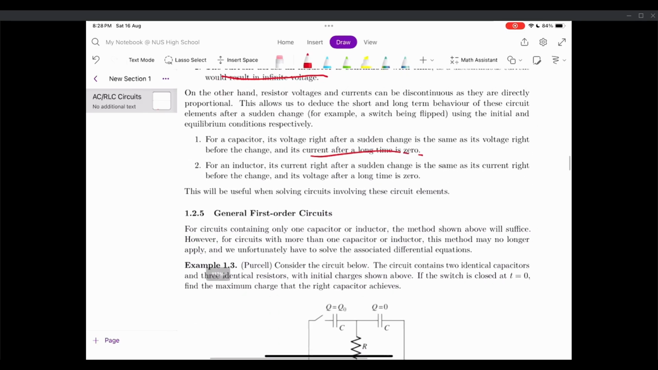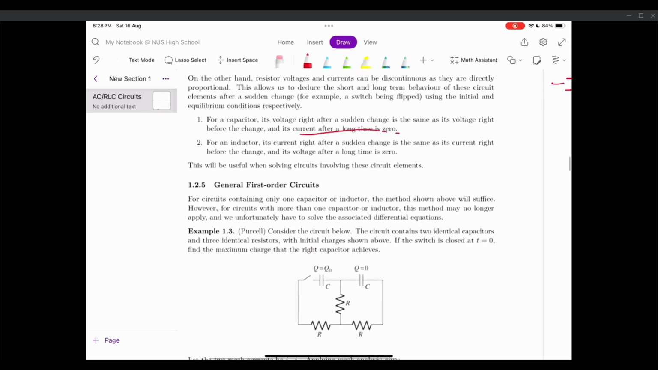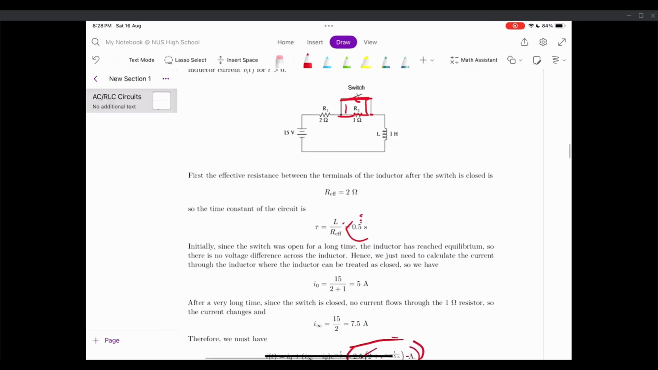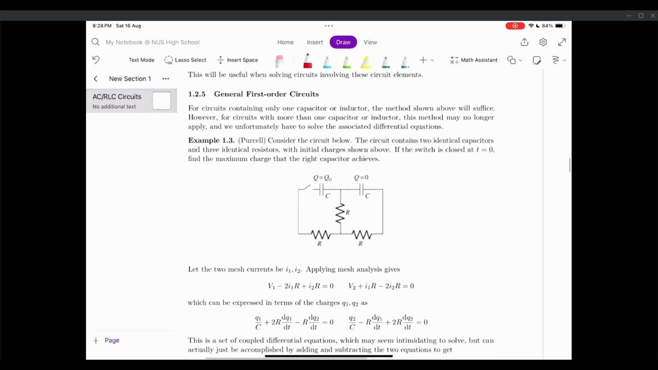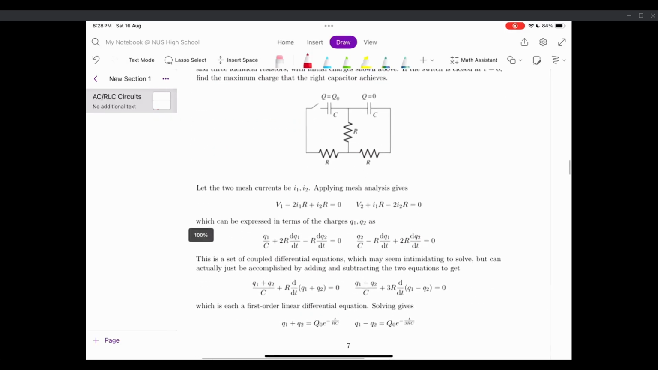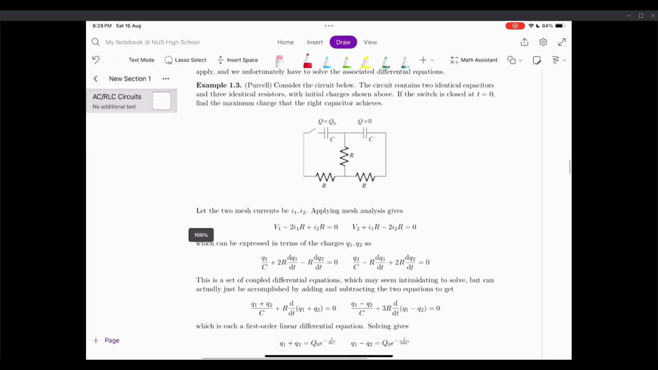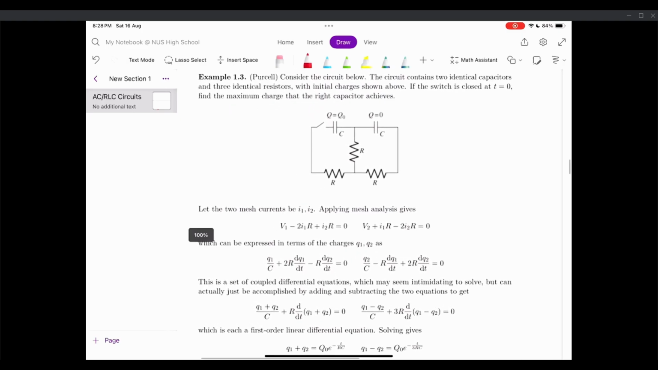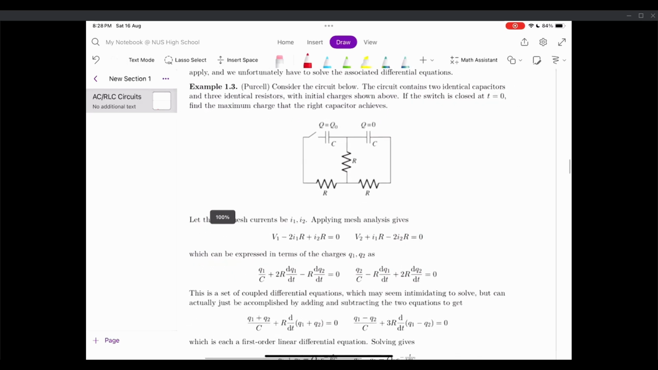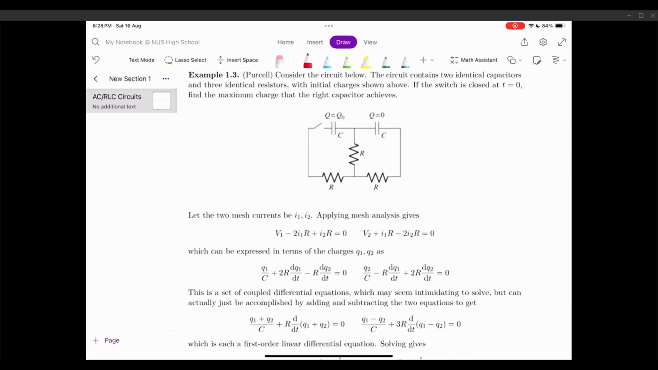That's basically it for RC and RL. There's also general first order, but I won't talk about it too much. You can read this example on your own. I know I'm asking you to read a lot of examples on your own, but I want to condense the lesson. This is an example where you have multiple capacitors, and you do need to solve for the explicit time dependence using differential equations, which is a bit unfortunate, but that's what happens when you have more than one capacitor.